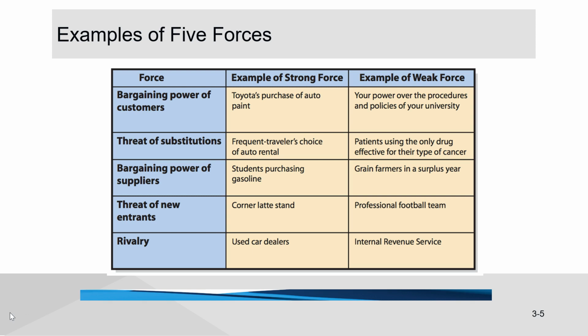And in terms of rivalry, the last of Porter's 5 forces, an example of a strong force, if you've ever been to Mile of Cars, you know this, used car dealers. There are a lot of existing rivals. What about the IRS? Well, no rivals for the IRS, really. They're the one and only agency doing that particular service. So the threat of rivalry is weak for the IRS.